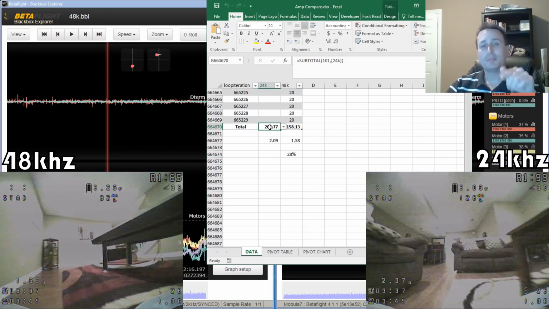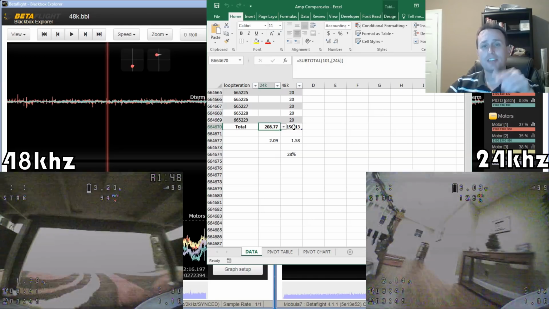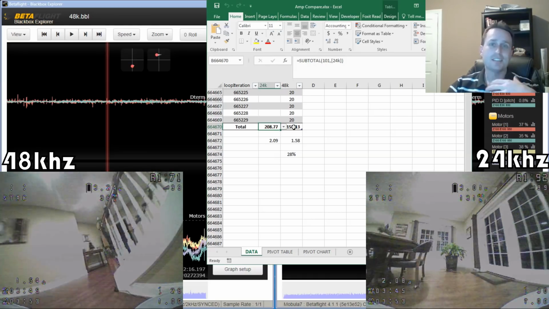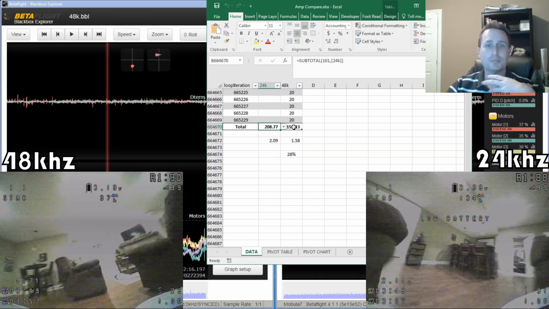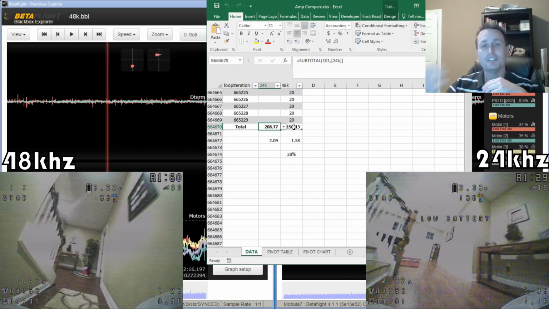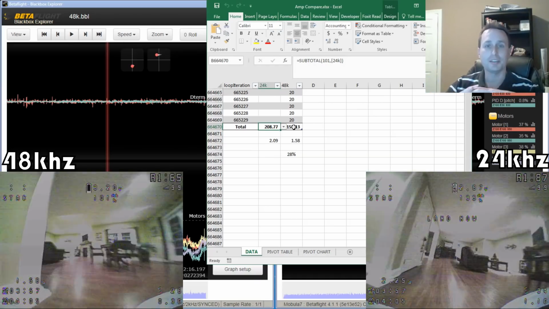When you're looking at the numbers on the charts or these numbers here, you actually have to divide them by 100. It's just how blackbox is recorded with Betaflight. Most of the stuff in the CLI is times 100, so you always have to divide it by 100 after.